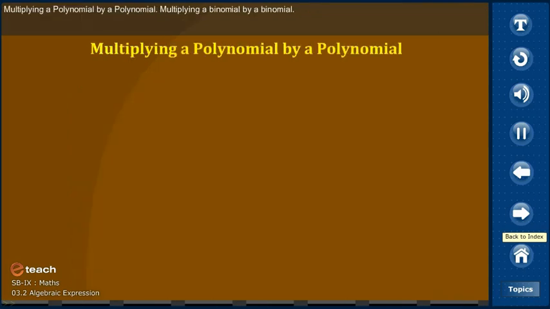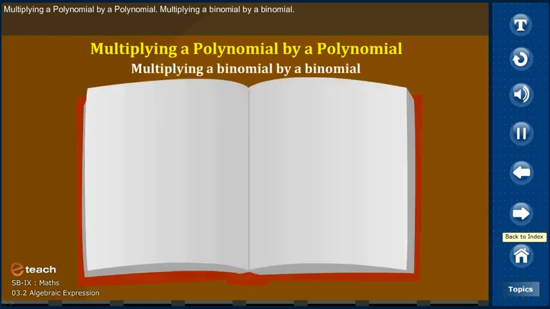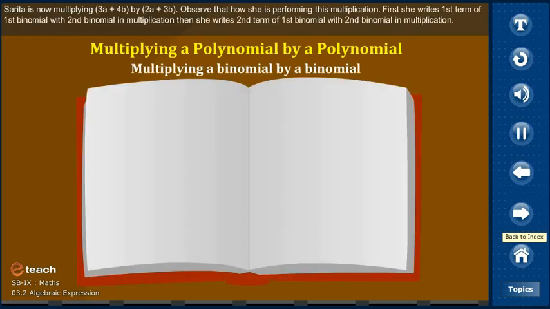Multiplying a polynomial by a polynomial. Multiplying a binomial by a binomial. Sarita is now multiplying 3a plus 4b by 2a plus 3b. Observe how she is performing this multiplication.